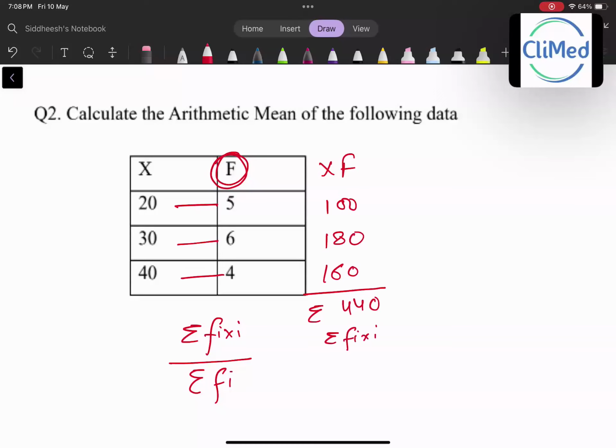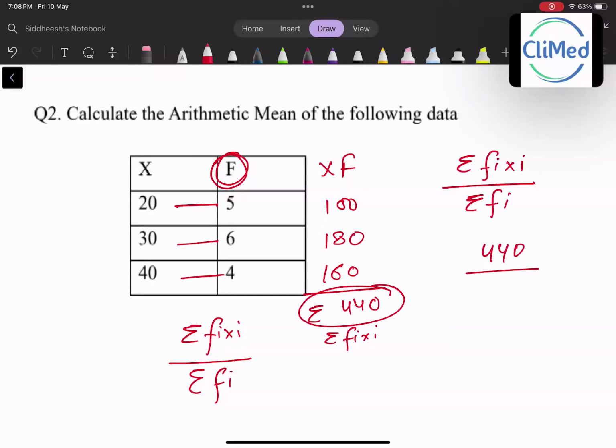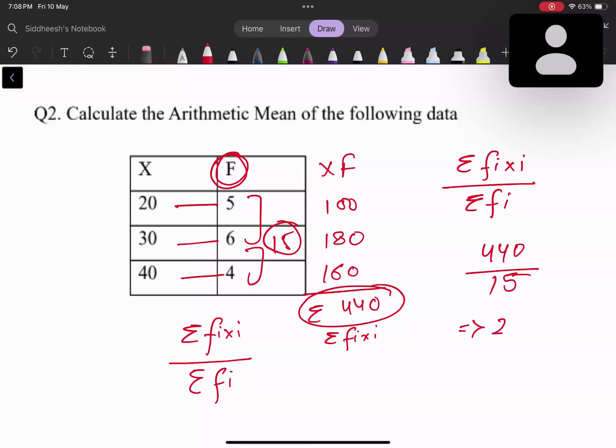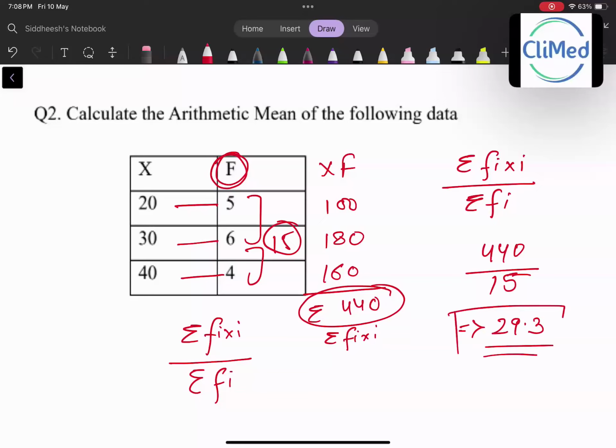Perfectly fine. Now we have to put these values into the formula. Now summation of Fi xi upon summation of Fi. What about your Fi xi? How much is it? 440. What about your frequency? How much is it? Calculated, 15. So 440 upon 15, how much are we getting? 29.33, sir. Yes, perfectly fine. This is your mean value for the frequency data.